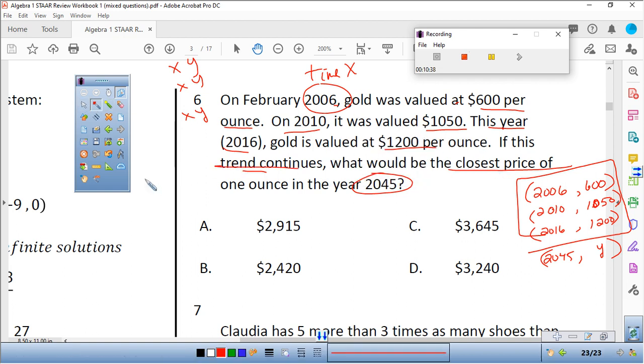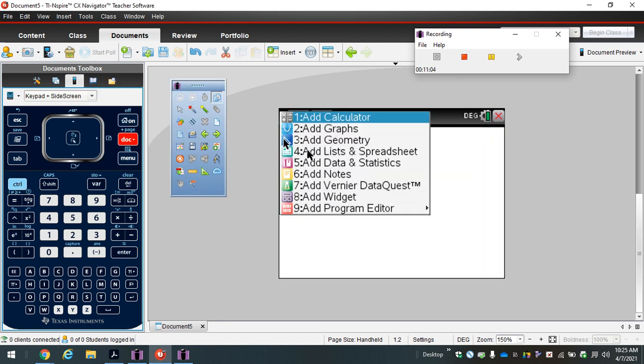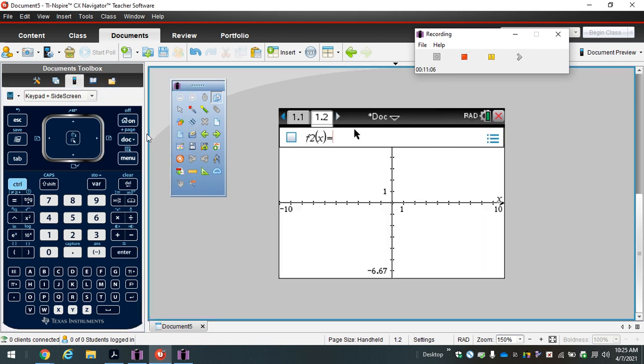If this trend continues, so basically they give you some coordinates. And they want to know if the trend continues, like on a line, the trend line is what we call it. Where would it be? They gave you 2006, 2010, 2016. They want to know what 2045. So all I'm going to do is make the predictions way over here. Now this is my year, this is my X values. So I'm going to come on here, Control, Add a Page, Graphs, and I press up.